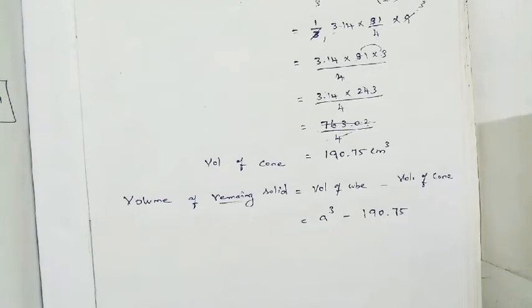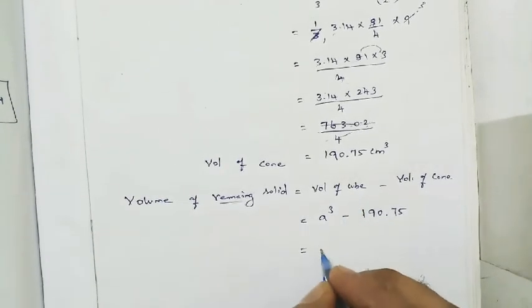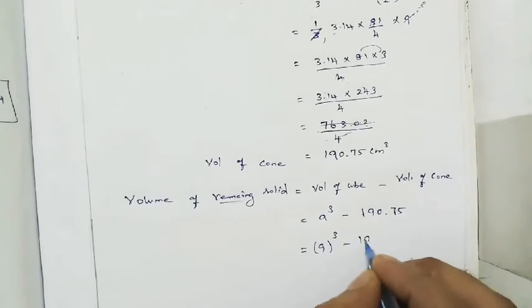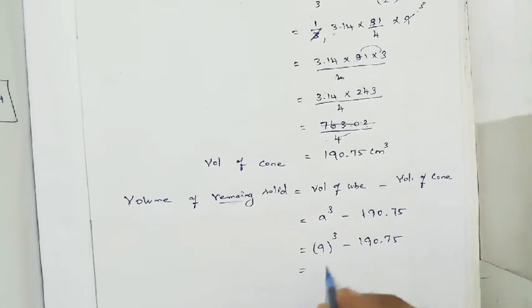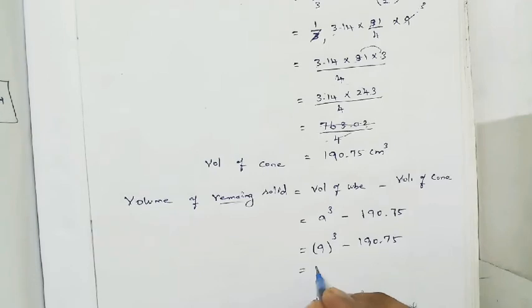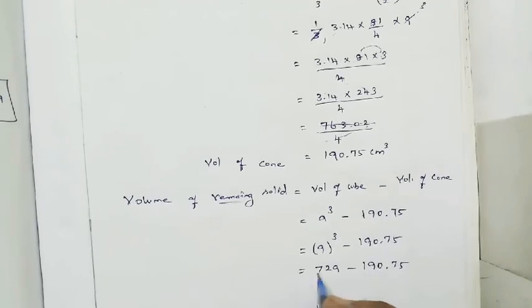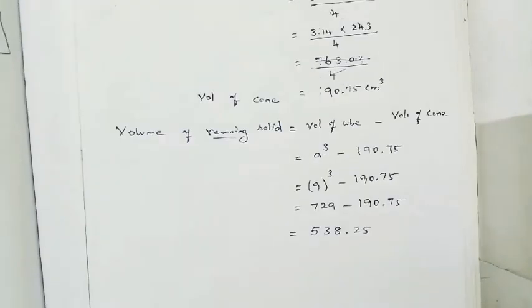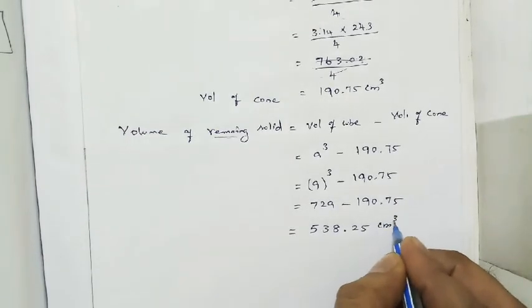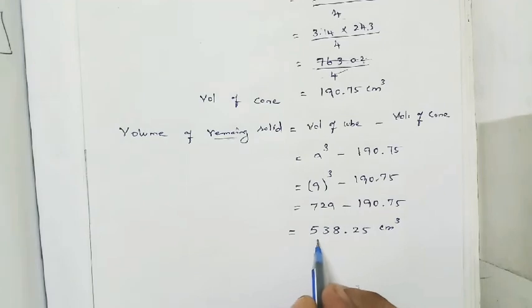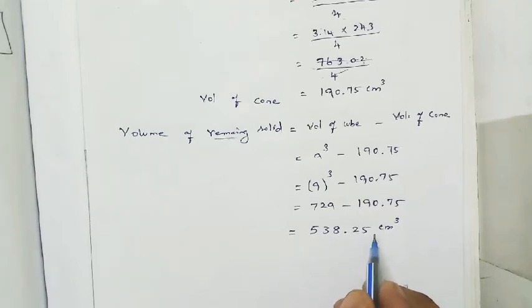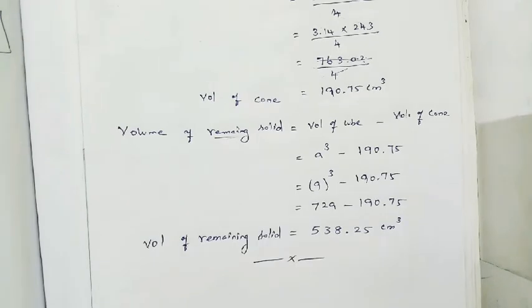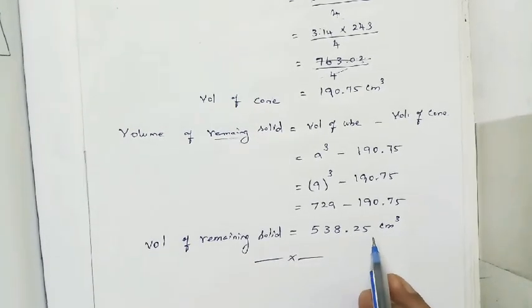190.75. What is the value of a? Side of the cube is 9, so 9 cube minus 190.75. 9 cube is 9 into 9 into 9; 9 nines are 81, 81 into 9 is 729, minus 190.75. While subtracting these two values, we will get 538.25. Therefore, the volume of the remaining solid is 538.25 centimeter cube.